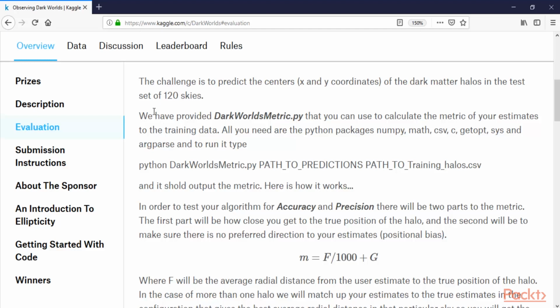What we are gathering here and what's provided: we have provided a Dark Worlds metric Python file that you can use to calculate the metric of your estimates on the training data. Alright, all you need are the Python packages numpy and math. So basically this is all about PyMC3. We already have that. We have Anaconda, and using Anaconda we can start the Jupyter notebook, and inside the Jupyter notebook we can use PyMC3 because we have already installed it. So next is the Python Dark Worlds metric.py. This is information about the files.